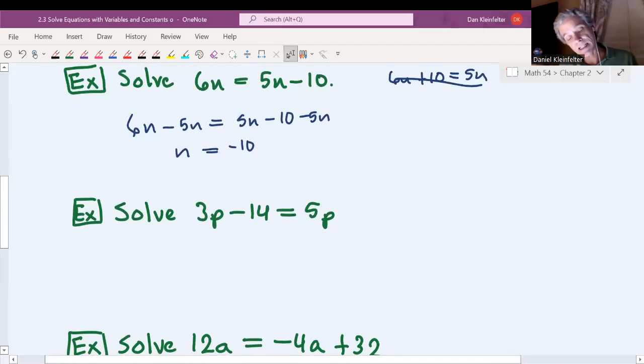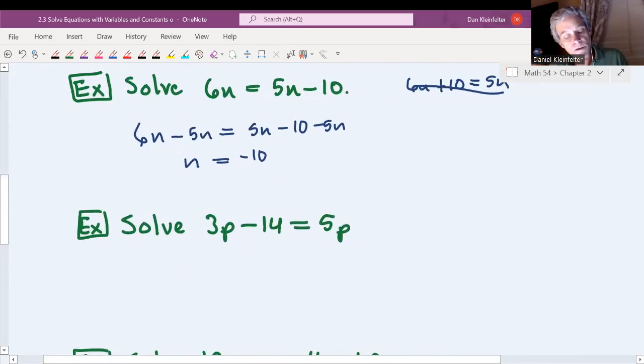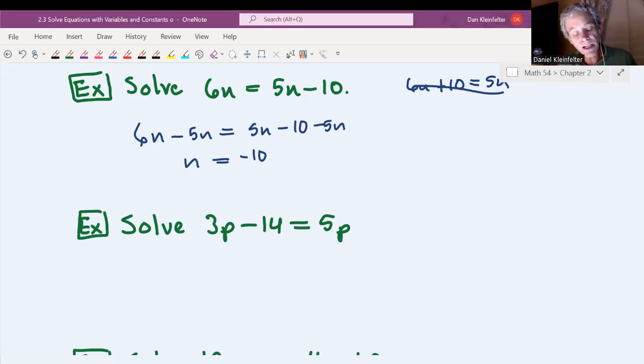Okay, in this next example, we have again three terms. 3p minus 14 is 5p. For this one, we have two variable terms and one constant term. There's variable terms on both sides and a constant term on the left. Let's go ahead and leave the constant term on the left. And then if the left side's going to be for just numbers, constants, that means the variable terms should be on the right. If the variable terms are going to be just on the right, then the 3p that's on the left, we should eliminate it. So we're going to subtract 3p from both sides.